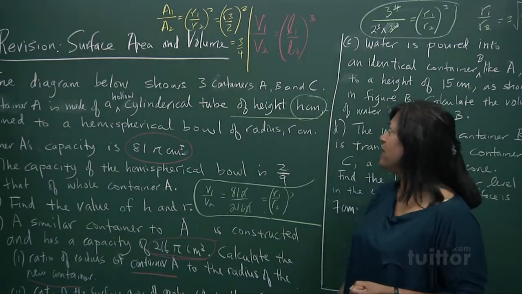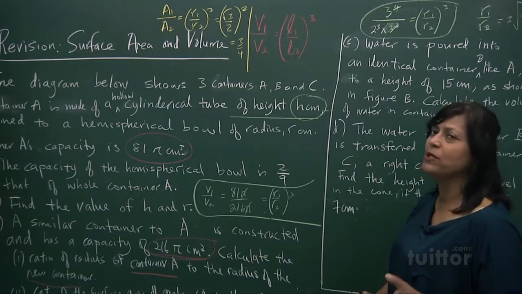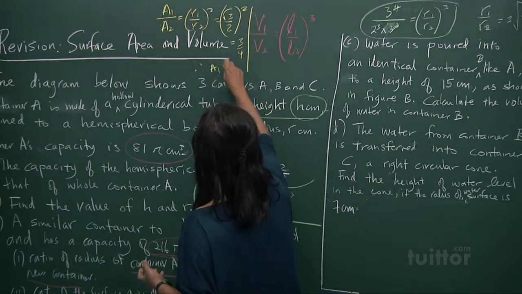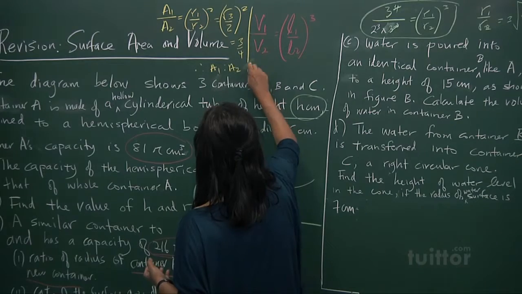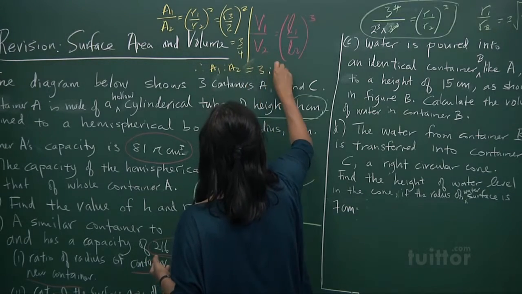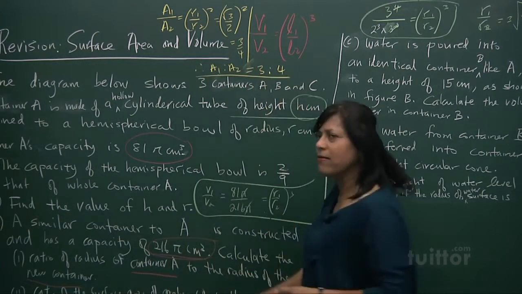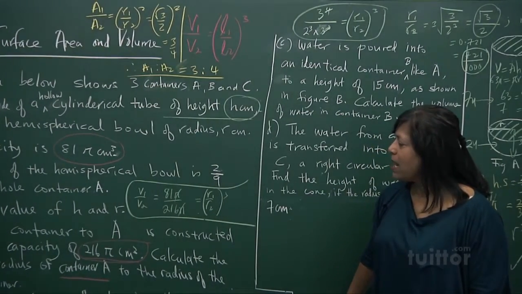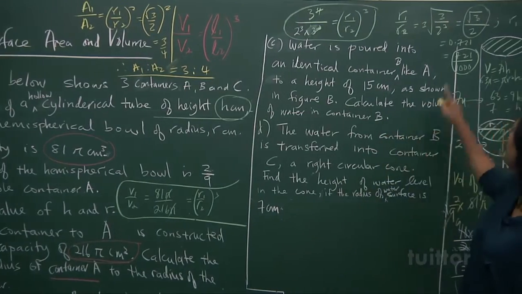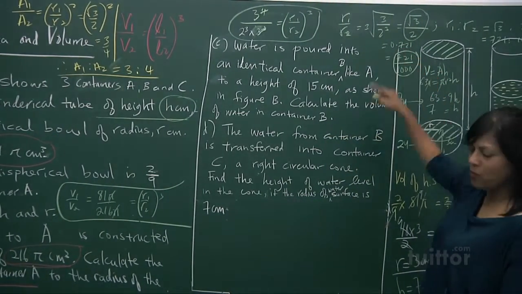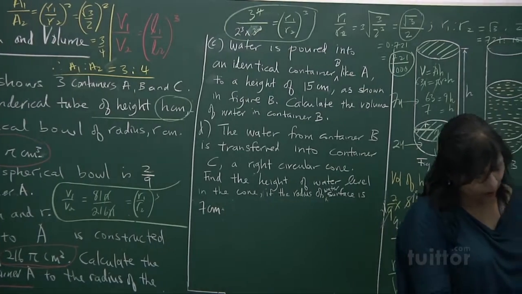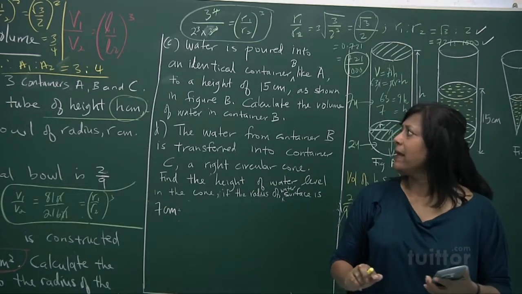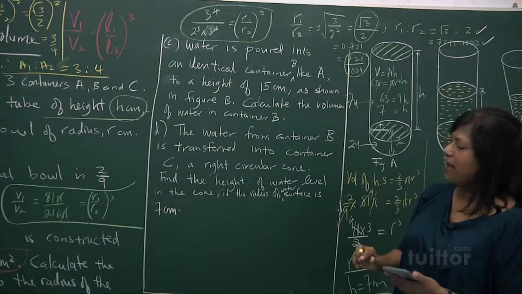So the ratio of area A1 to A2 will be 3 is to 4. So therefore, A1 to A2 is equal to what? 3 is to 4. This is how you write ratio. Okay, good. Now, if I were to put this way, I get 0.721. And if I were to square it, I will have to get that answer.